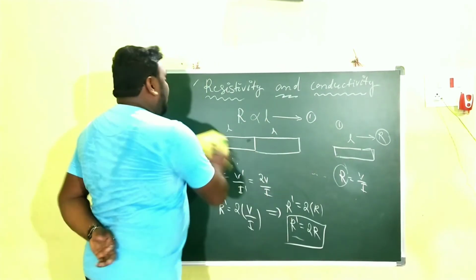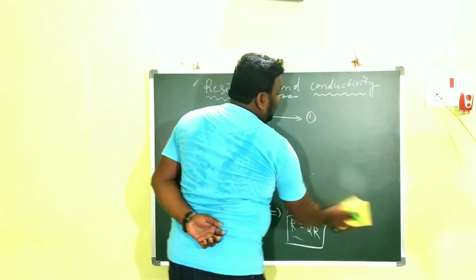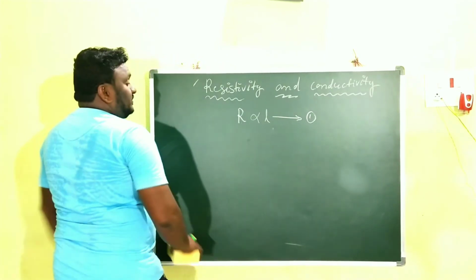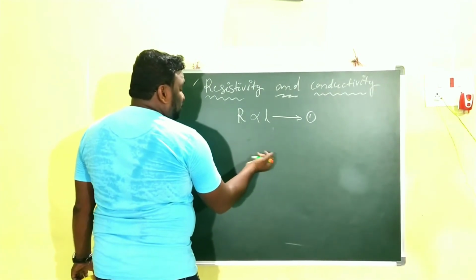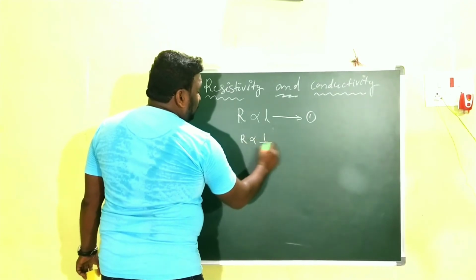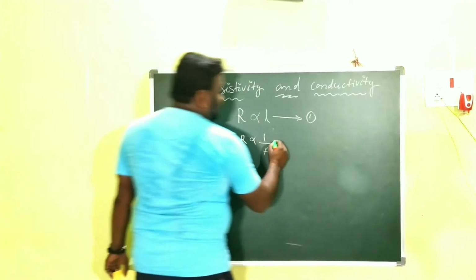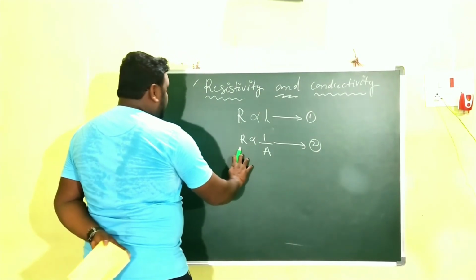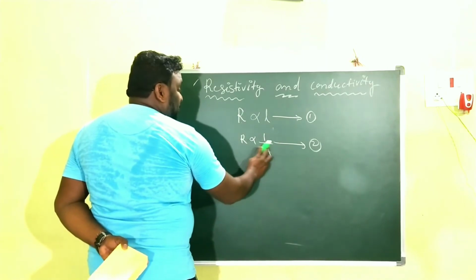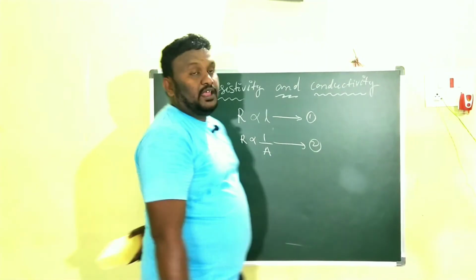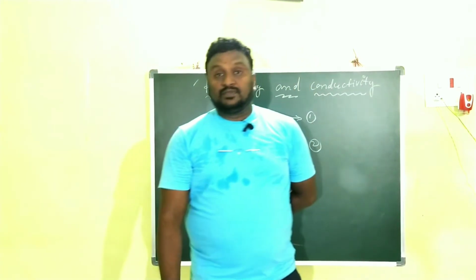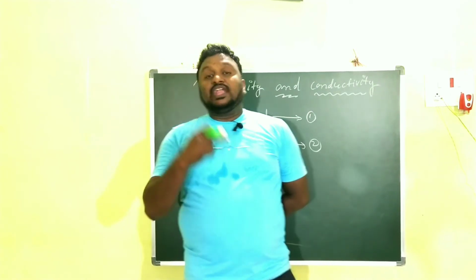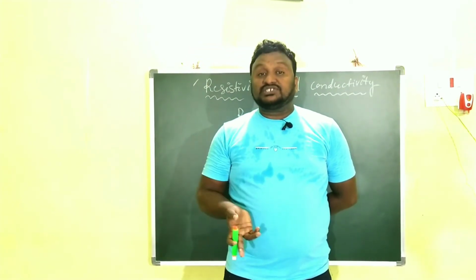And children, we have another relation between R and the area of cross section of the conductor. That is, R is proportional to 1 by A. That is equation number 2 here, children. Resistance of the conductor is inversely proportional to the area of cross section of the conductor. The resistance of a conductor is directly proportional to the length of the conductor and inversely proportional to the area of cross section of the conductor.